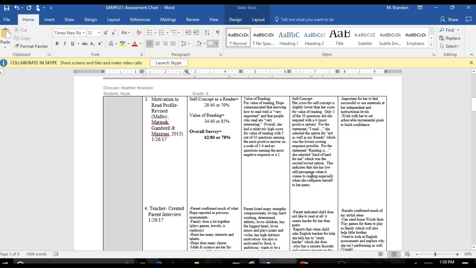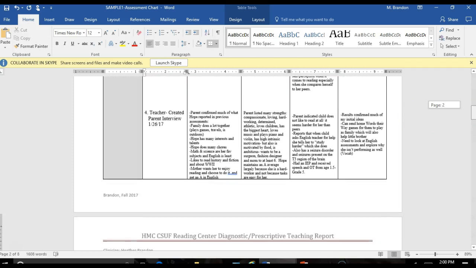So, how do you read in comparison to your peers? Clearly, she places a lot of weight on how her peers perform compared to herself. So that was something interesting to note. Over here for my intervention decisions, I really want to make sure she's feeling successful because self-concept is lower, and then work with her to set achievable incremental goals to help build her confidence.